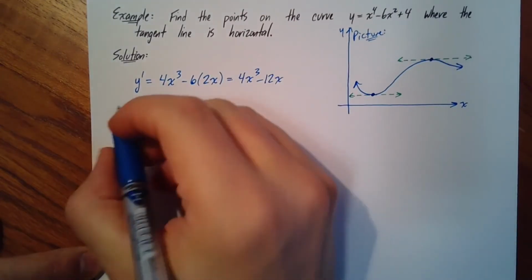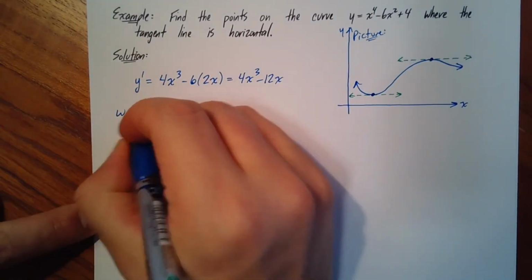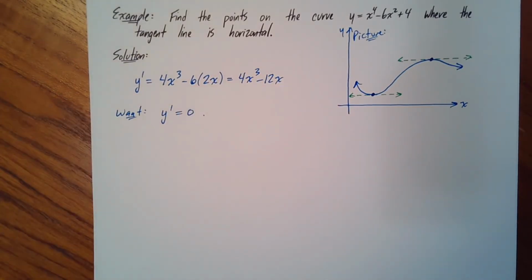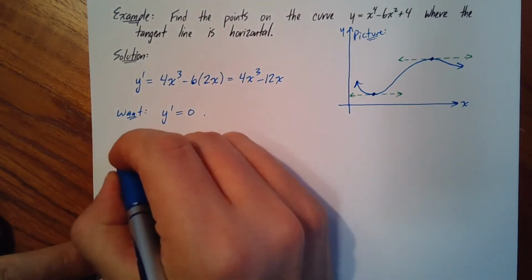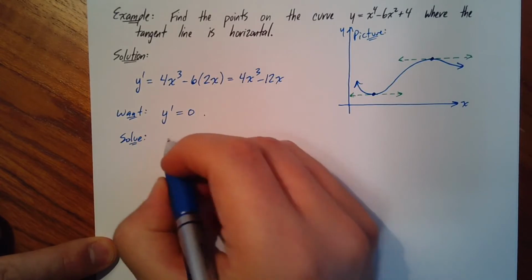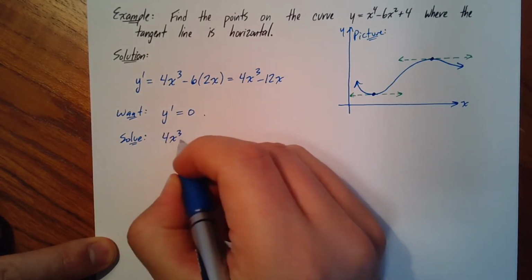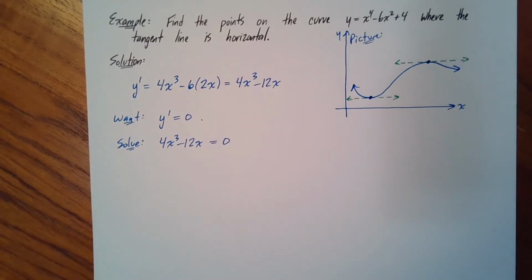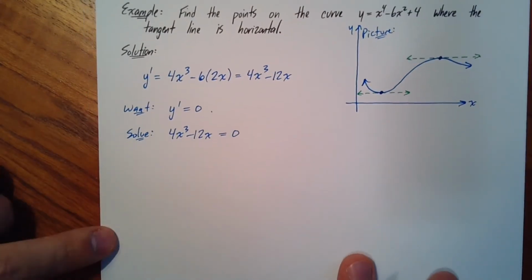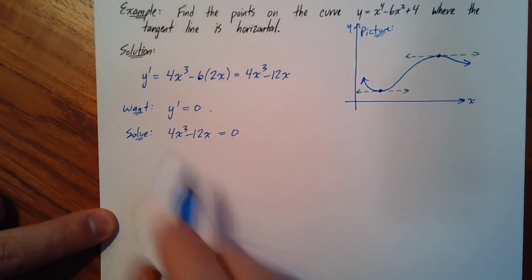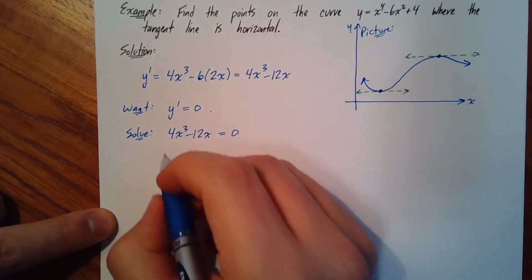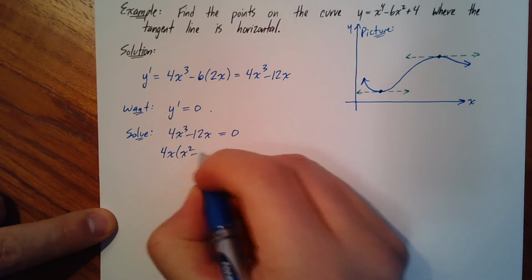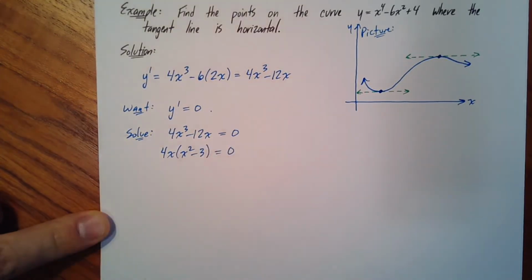So what you want is you want y prime to be 0. So it's going to come down to solving this equation. Let's solve the equation 4x cubed minus 12x is equal to 0. Okay, and it helps to factor it. Factor the left-hand side. There's a common factor of 4x on the left-hand side of this equation. You'll get 4x times x squared minus 3 is equal to 0.